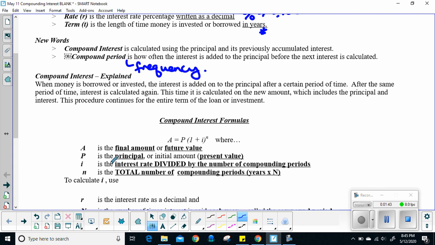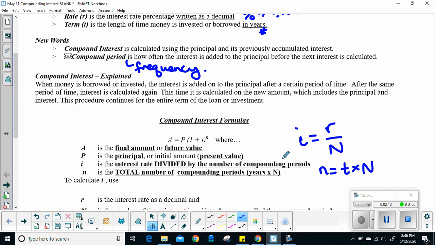So we've got A, our future value, which is our final amount. We've got a P, which is our principal or initial amount, our present value, our starting amount, whatever. Little i is the interest rate divided by the number of compounding periods. So little i is our interest rate as a decimal divided by the number of compounding periods. Little n is the total number of compounding periods. So little n, that's our exponent. So number of years times my number of compounds per year.